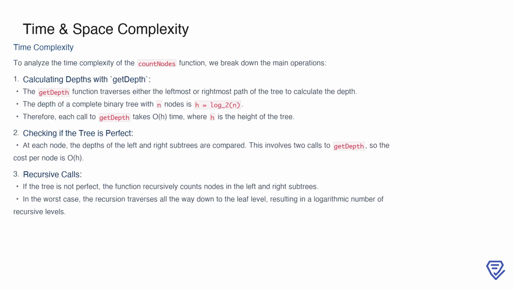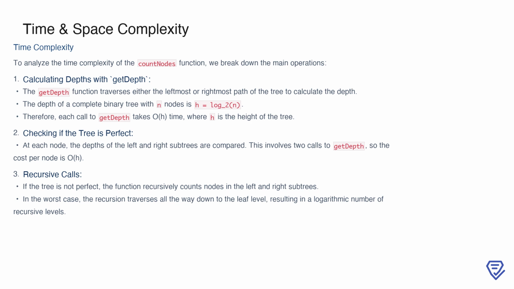To analyze the time complexity of the countNodes function, we start by breaking down its main operations. First, the getDepth function is used to calculate the depth of the tree. Since it traverses either the leftmost or rightmost path, the number of steps it takes is proportional to the height of the tree, which is h equals log_2 n, in a complete binary tree with n nodes. This makes the cost of each call to getDepth O(h).